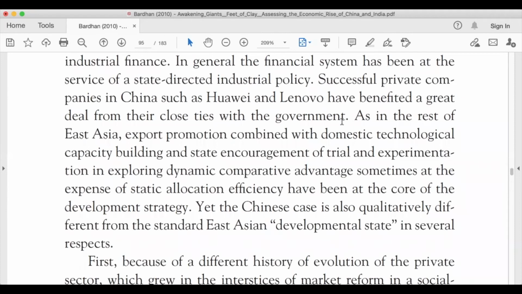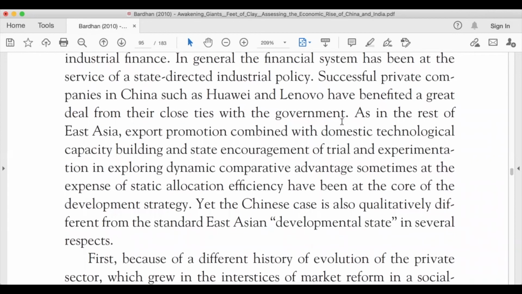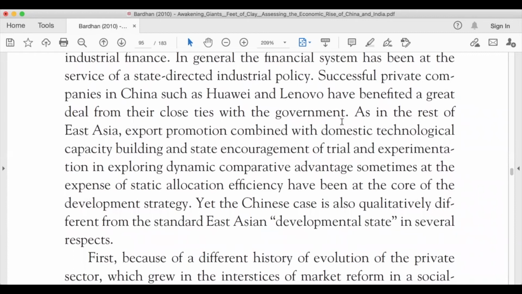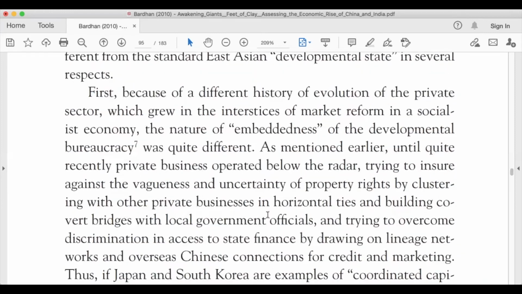Yet, the Chinese case is also qualitatively different from the standard East Asian developmental state in several respects. So, we've already looked at two examples of the East Asian development case, or rather, three examples, less the Taiwan case, more South Korea and Japan in our previous reading, and we've already seen what strategies were employed there. So here he says, first, because of a different history of evolution of the private sector, which grew in the interstices of market reform in a socialist economy, the nature of embeddedness of the developmental bureaucracy was quite different in China.